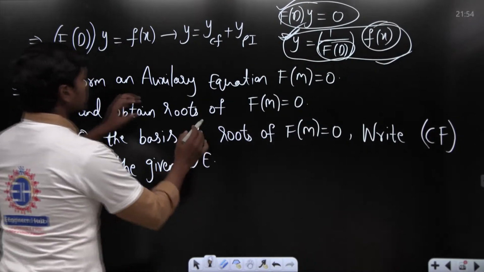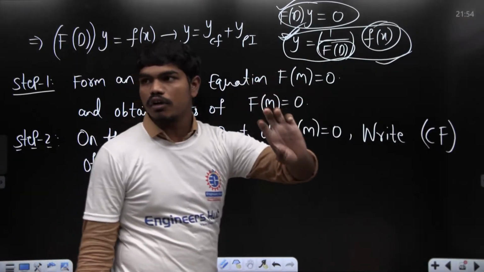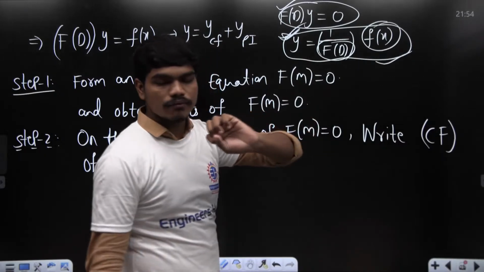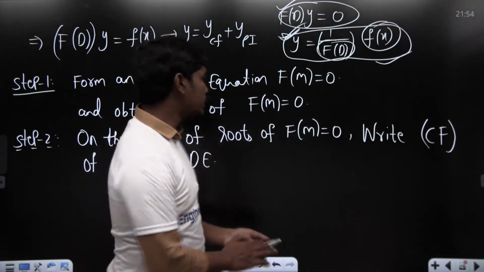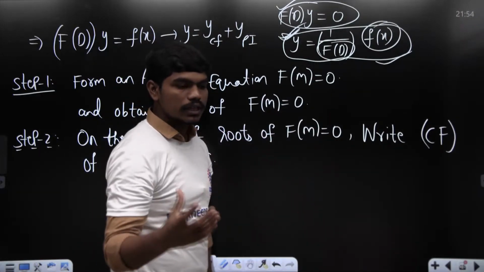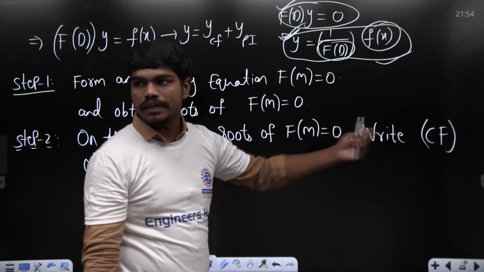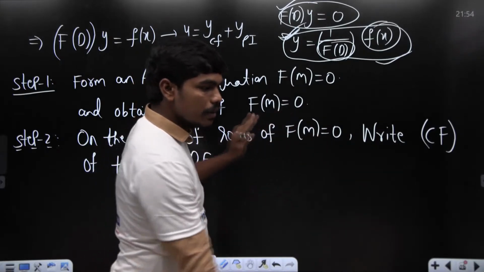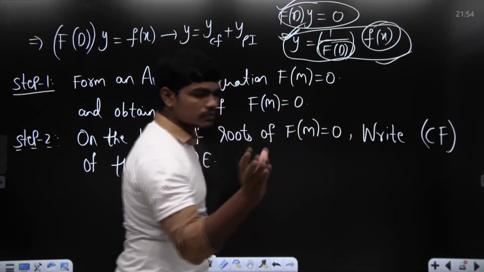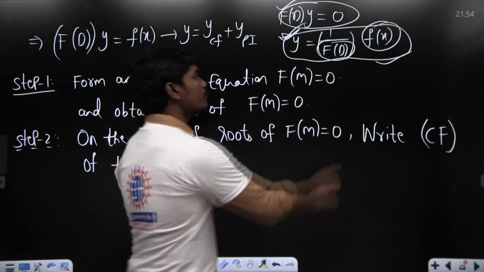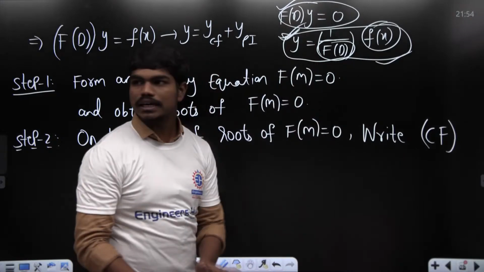So once we solve this F of m is equal to 0, we will be getting some values of m by which we will write this complementary function. We will see how to write them. Means for a particular set of values that you obtain as m values here, how to write the complementary function. We will see shortly. But right now try to understand: by solving this equation, you will be getting some values for m, and based on those values of m, we will write this complementary function. Okay, is that clear so far?